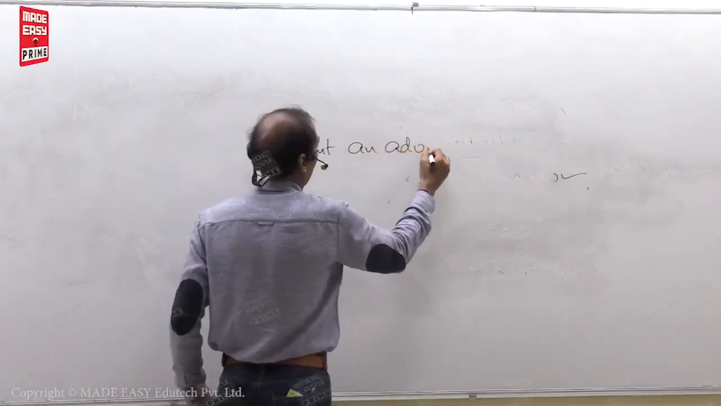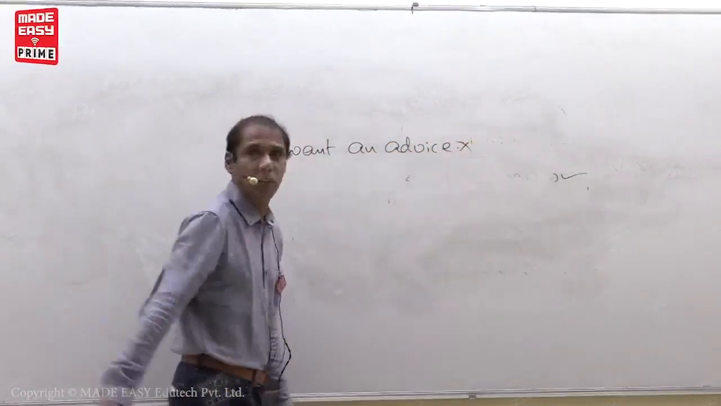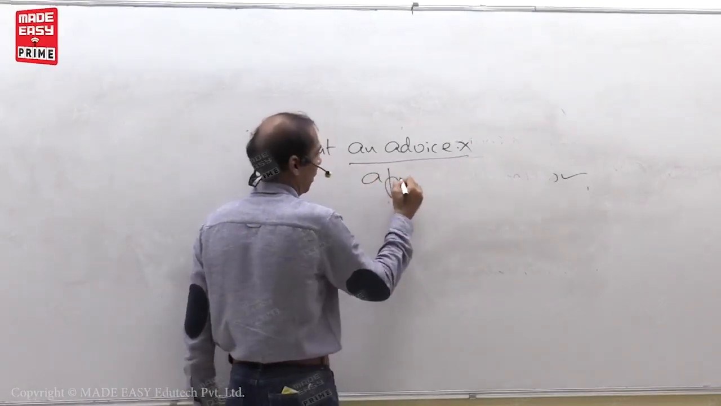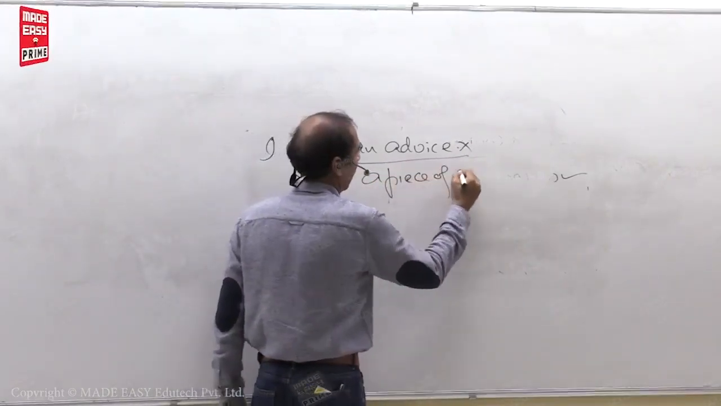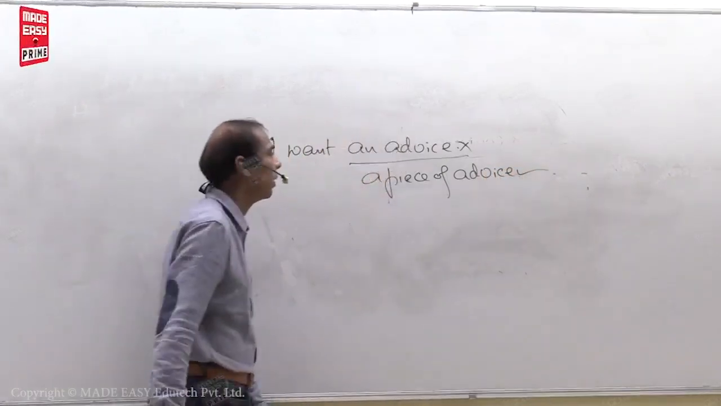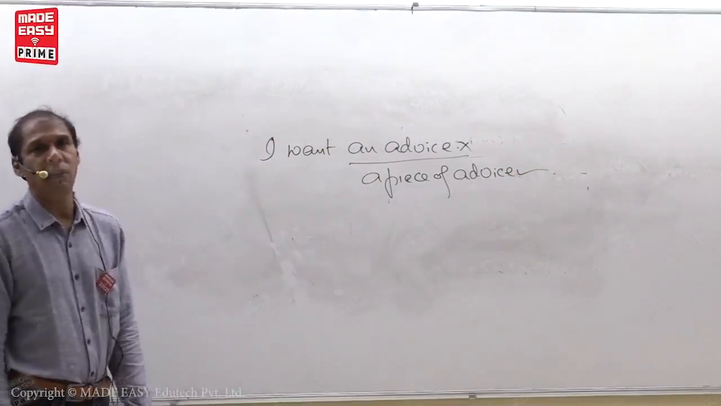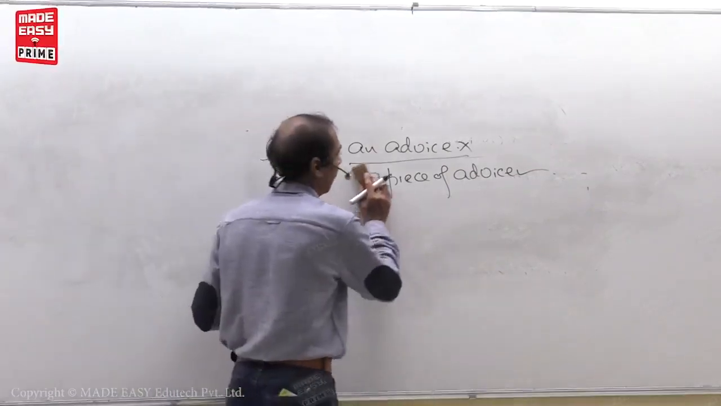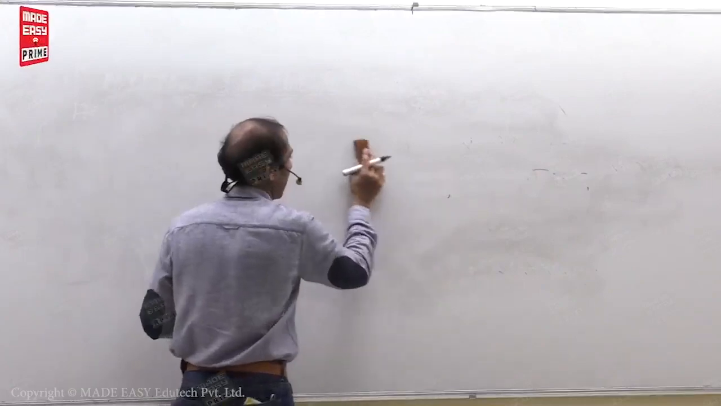I want an advice. This is also wrong. What you have to say? A piece of advice. Correct. A piece of advice. Not an advice.